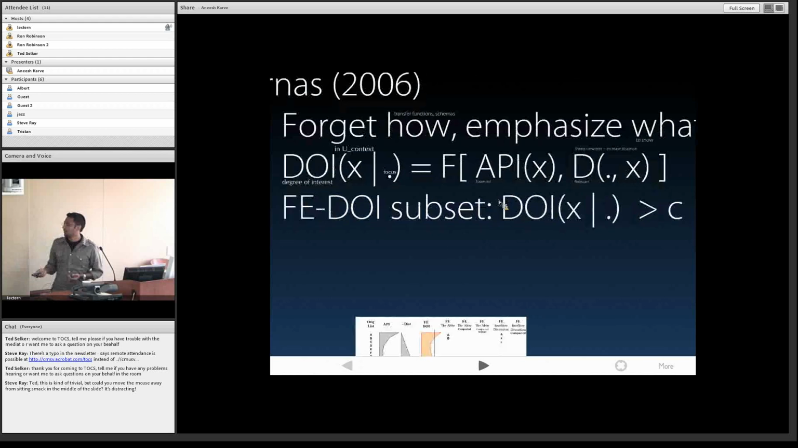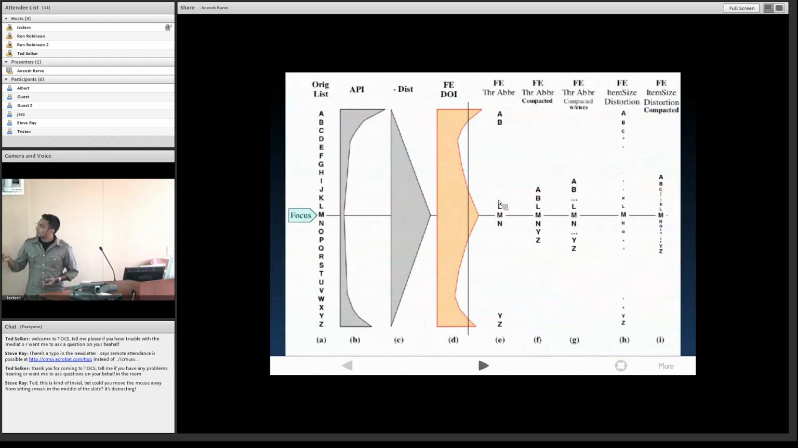That's a good point. So I want to just focus on the left-hand side things here, and hopefully we've done a good job of motivating how the fisheye degree of interest function tells you which elements to show in a visualization. All I want you to get out of the right-hand side here is that there are a totally non-trivial and explosive number of ways to actually spatialize that result set, right?